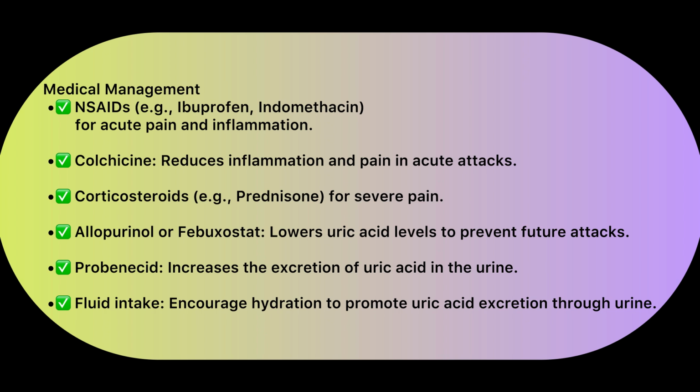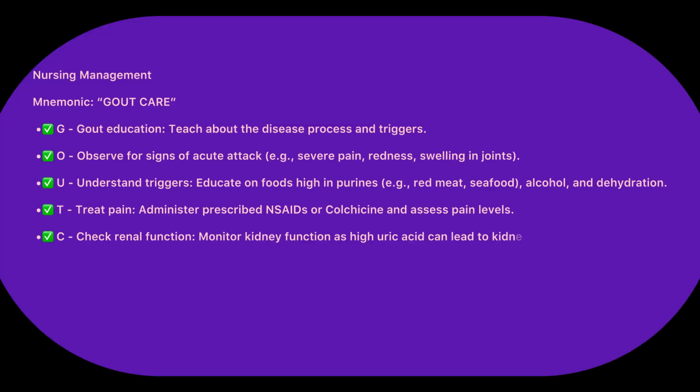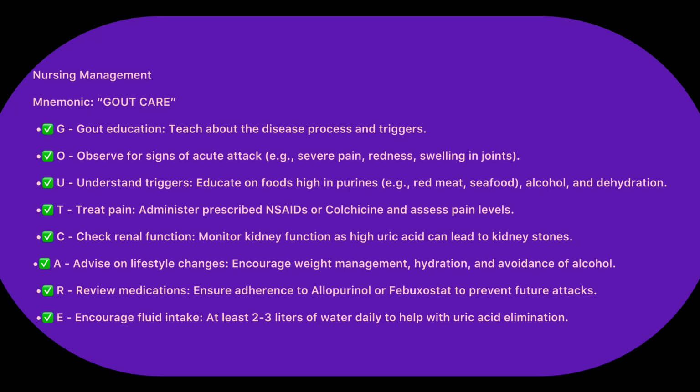Prevention: increase the excretion of uric acid in urine, and adequate hydration to promote uric acid excretion through urine. And most importantly, remember that colchicine is used for acute attack and allopurinol is used for long-term management or to prevent future attacks. And for the nursing management, educate on gout and its triggering agents, observe for signs of acute attack, severe pain, redness, understand the triggers, educate on foods high in purines, treat pain, administer prescribed NSAIDs or colchicine, and assess pain level, check renal function, advise on lifestyle changes, review medication, ensure adherence to allopurinol or febuxostat to prevent further attacks, encourage fluid intake.